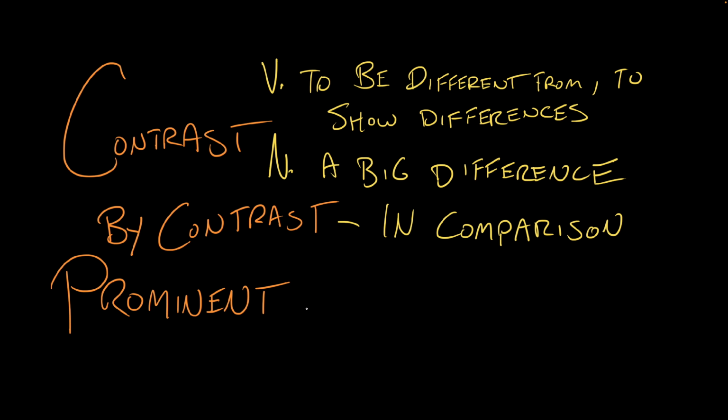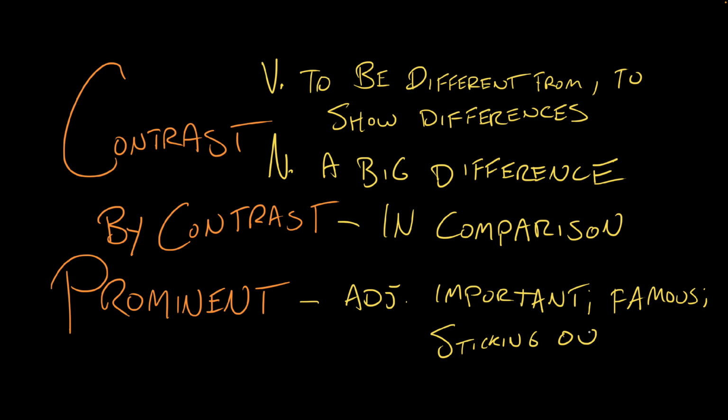Prominent is an adjective that means important or famous. It can also describe a thing that sticks out in a way that is noticeable, like I could have a very prominent chin that really juts out from my face. Like so, a prominent chin.